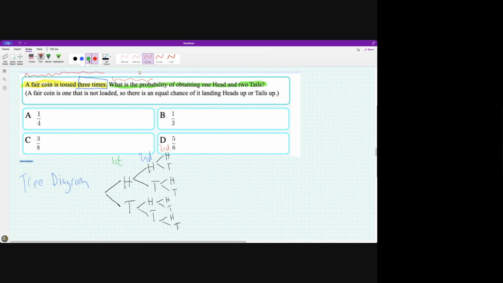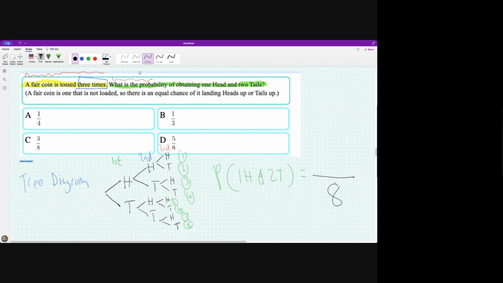So you know what? I'm going to start counting how many possible outcomes there are. 1, 2, 3, 4, 5, 6, 7, 8. Well, thank you, tree diagram, because remember, I want to know what the probability of getting 1 heads and 2 tails is. And the tree diagram has just shown me that there are 8 possible outcomes.